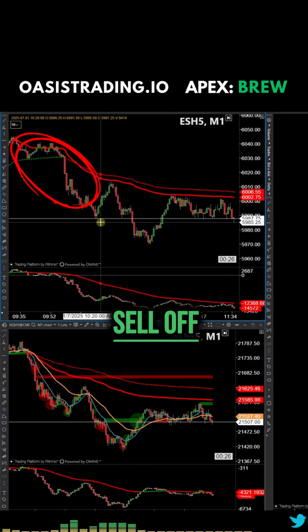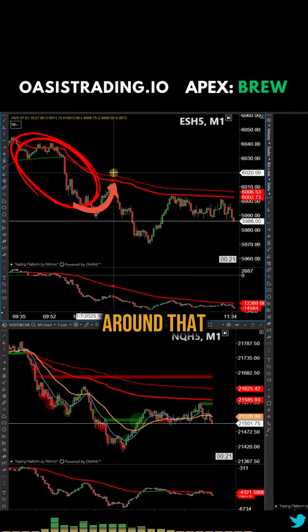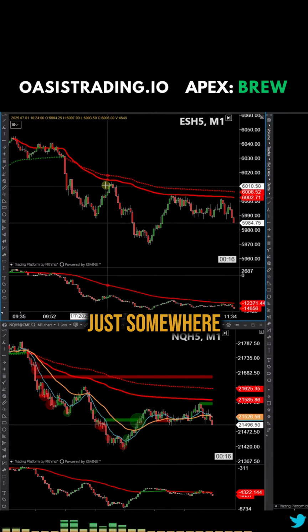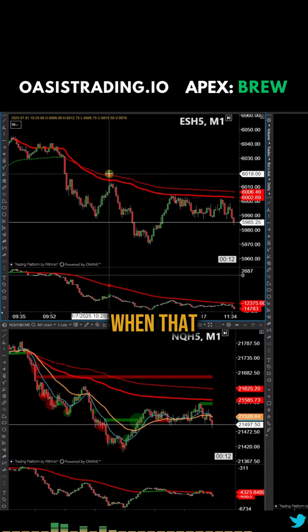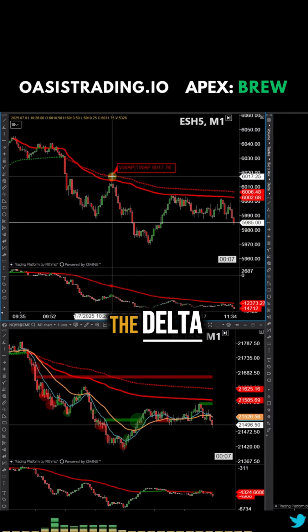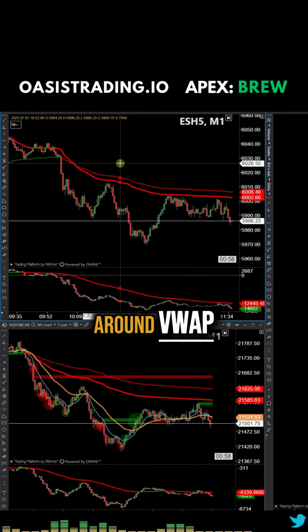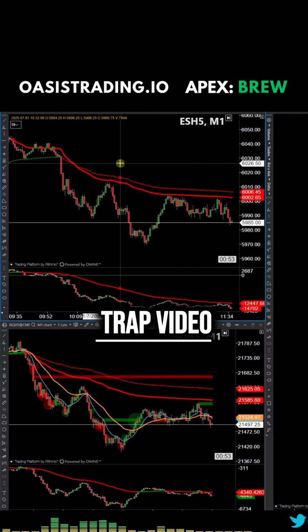So we want to see a sell-off, a bounce into VWAP, and then you want to see sell pressure around that VWAP. That can be just before VWAP, just after VWAP, just somewhere in that general area around VWAP. When that sell pressure starts to build up around that VWAP, you want to double check the delta. Make sure you're not getting a delta trap. Sometimes the delta will not be following the price action around VWAP. I talk about this in my playbook series if you guys watch my VWAP trap video.